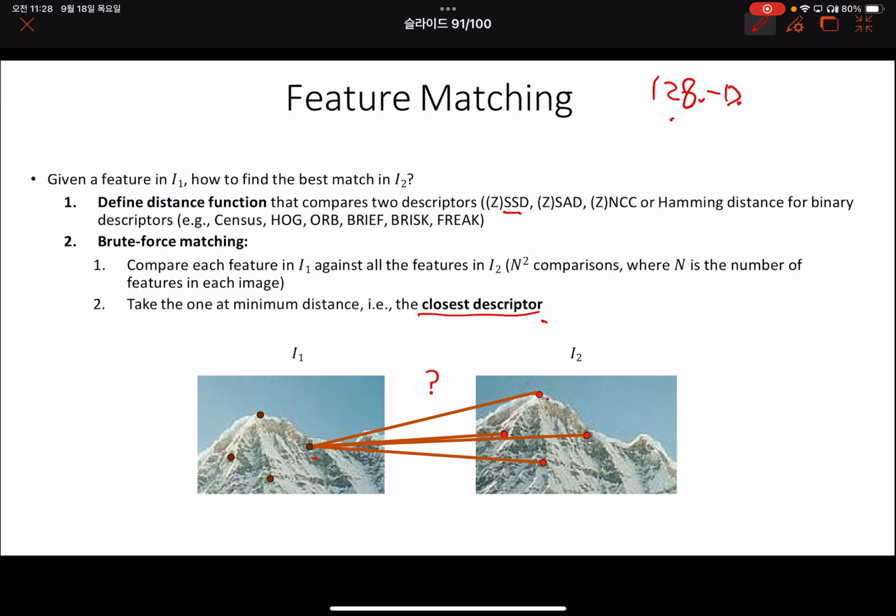Of course, in practice, we often do not use brute force. To make it more efficient, we might use a KD tree or other methods, but that is a little bit out of focus. So basically, we use some advanced data structure or just brute force matching to find correspondence between detected SIFT features from image 1 and image 2. For the comparison, we use the 128-dimensional vector that we computed when computing the SIFT descriptor.